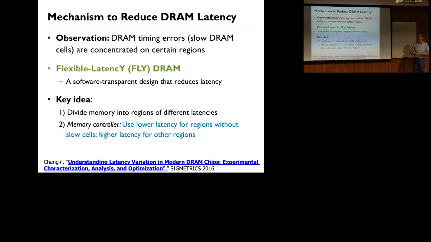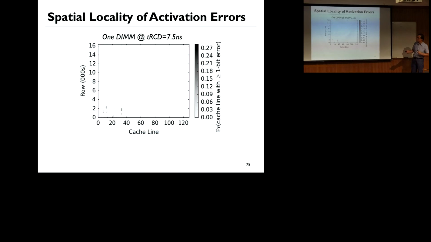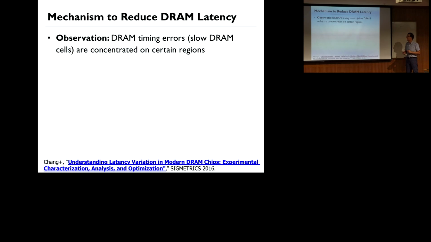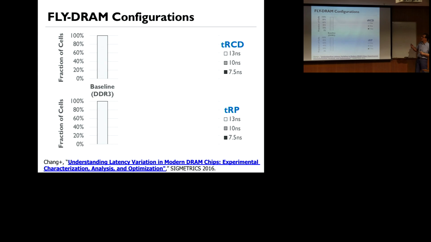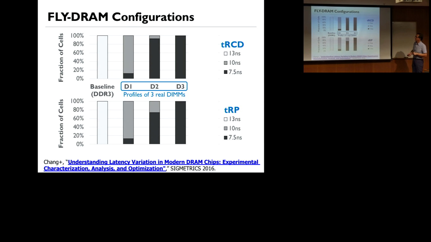Then the key question is, how big are these regions, right? Hopefully this figure shows you that the lower latency regions are most of it, and the regions that require higher latency are a very small fraction. And that's exactly what we see. We're going to look at some configurations over here. Basically, this is the fraction of cells that can reliably operate with different tRCDs and tRPs. These are profiles of 3 real DIMMs, and we have all the results online also, but I picked 3 over here. So if you look over here, this is the baseline.